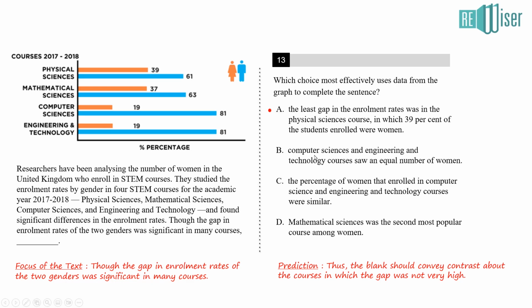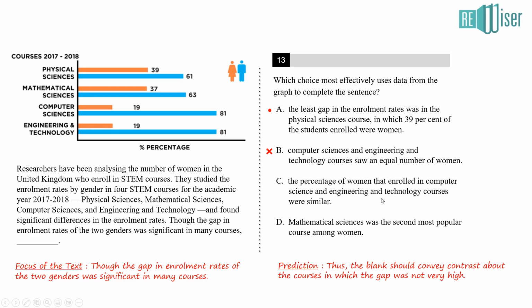Moving to option B, computer science and engineering and tech courses saw an equal number of women. Now this data discusses the percentage of students in both genders, whereas the choices discussed clearly are the number of women. So the number of women cannot be determined from the percentage. Therefore, B is eliminated.